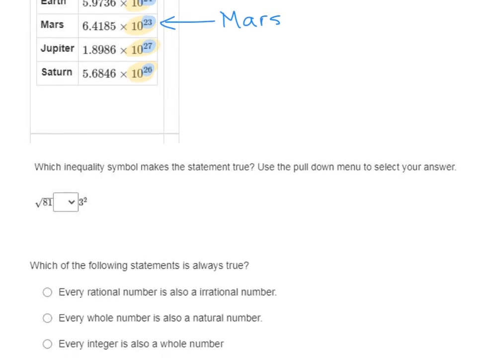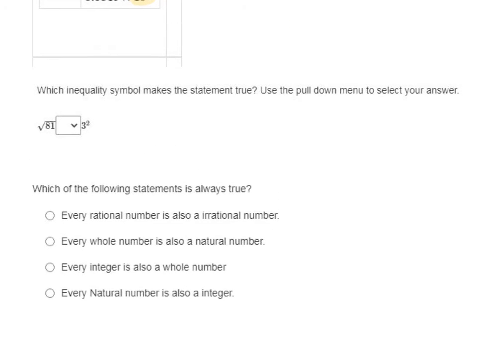All right, next. Which inequality symbol makes the statement true? Well, if I'm going to compare numbers, I want them to be in the same form. I say this over and over again. So the square root of 81 is 9. 3 squared is the same thing as 3 times 3. So that's going to also equal 9, which means the inequality that you should have chosen was equal.